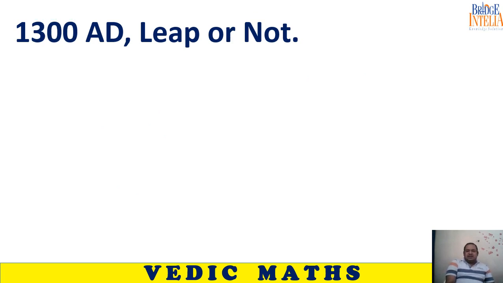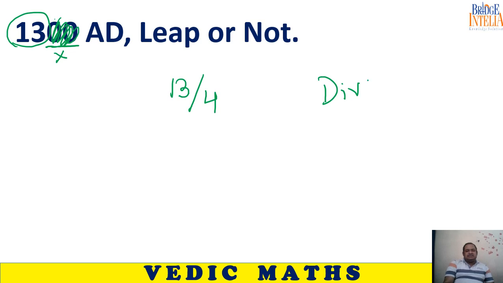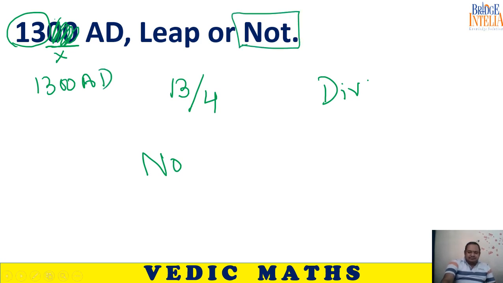Now 1300 AD. I have to pick the last two digits. But here there is a problem. I cannot pick them because the last two digits are 00. So this is not allowed. So I will pick 13, divide it by 4 and check the divisibility. Is 13 divisible by 4? The answer is no. So 1300 AD is no. No means it is not a leap year.